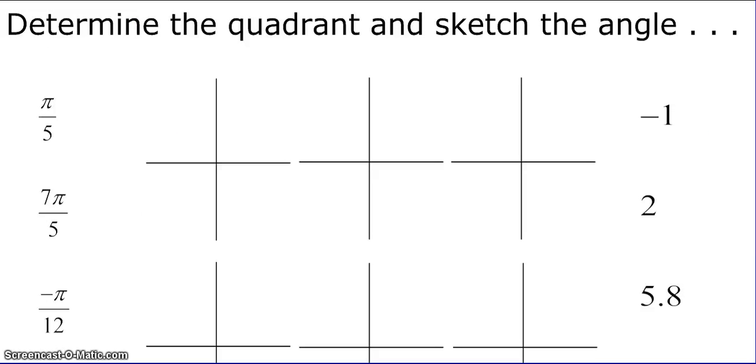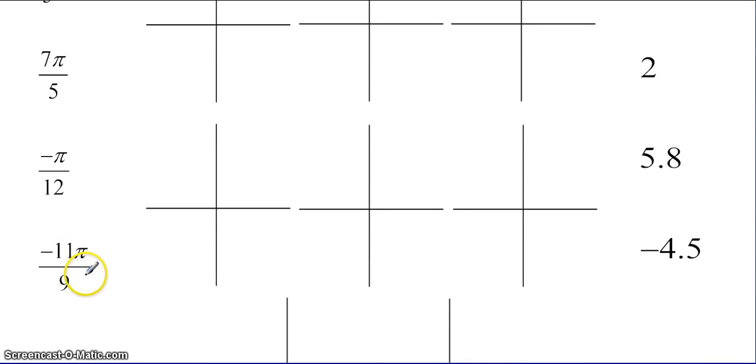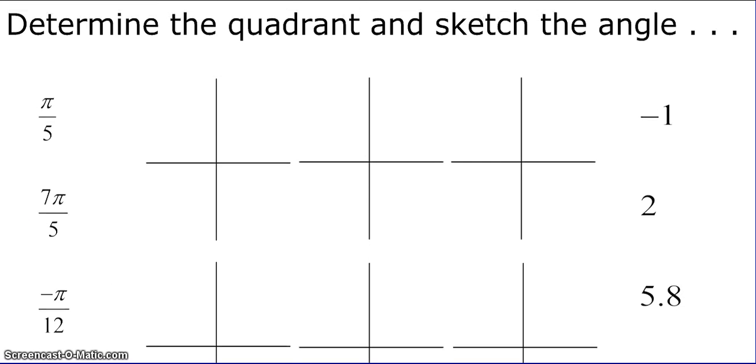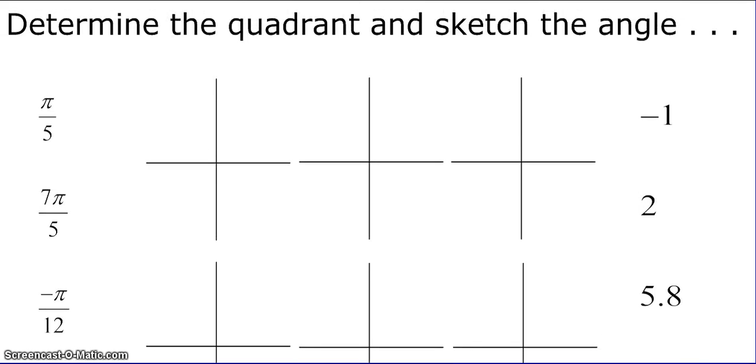Alright, now I want you to do the same thing, but here I'm giving you angles in radians. So you have pi fifths, 7 pi fifths, negative pi twelfths, negative 11 pi ninths, and over here you have negative 1, positive 2, 5.8, and negative 4.5. So determine the quadrant in which each of those is in, and then do a sketch of that angle. So pause the video and unpause it when you're ready.